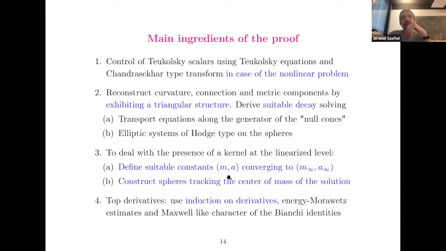And I will also say something briefly about this constant M and A, which track the other kernel, the one due to the elliptic systems. And then I want to finish by explaining what are the differences in Kerr. In other words, what is new, since so far this scheme is common to Kerr and Schwarzschild. I want to mention why Kerr has some new challenges.